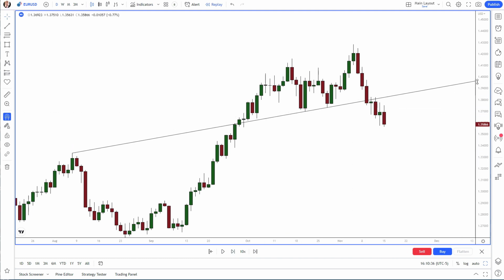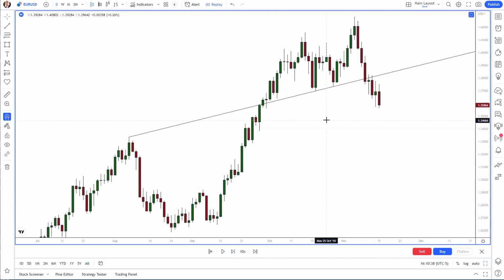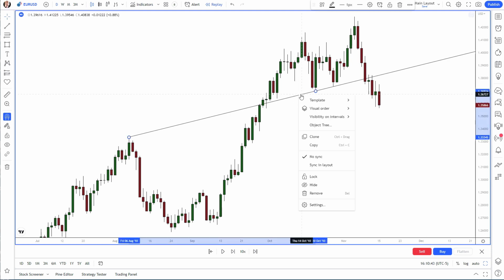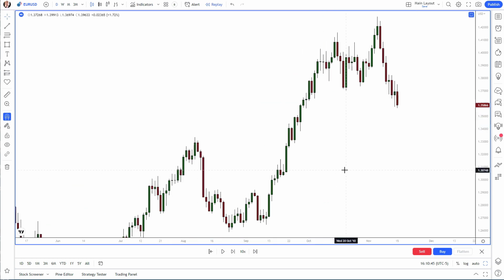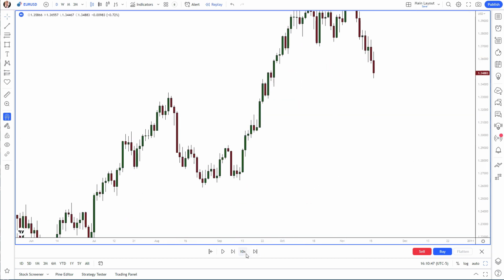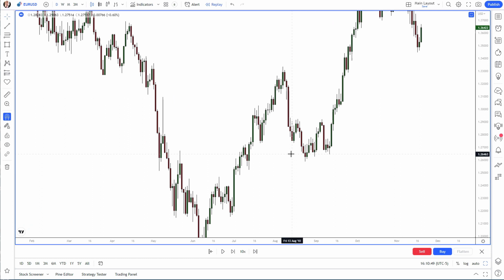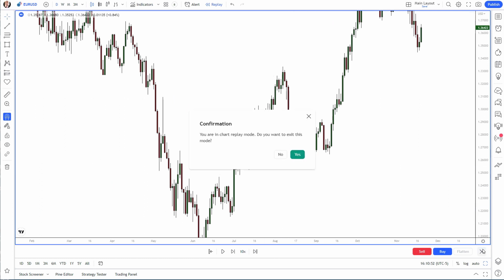So this strategy is great for getting in at optimal levels without having to risk too much drawdown. Okay. So let's look at some more examples. Let's close this out.